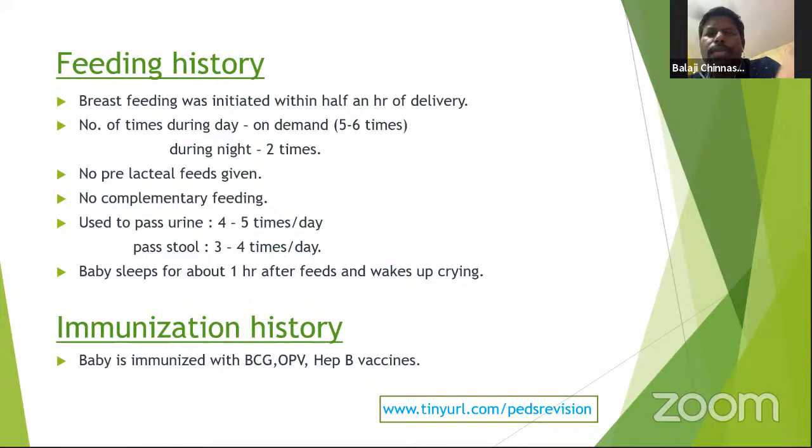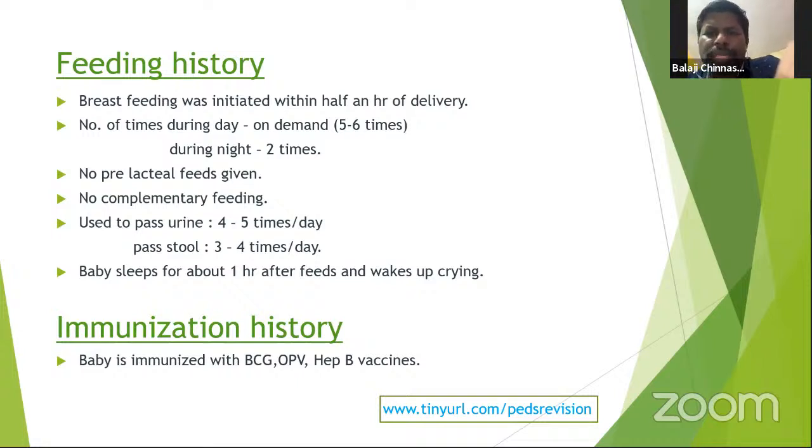Okay, so what they will expect of you regarding breastfeeding is, you have nicely said initiated early, and it should be demand feeding. As you said, it should be demand feeding, and it can be many number of times. Instead of 5 to 6 times, it could be more than that. Then the nighttime feedings, I think it's a bit less. Usually babies are awake at night and they will be feeding more number of times. So it might be on the lower side, I would say. And no prelacteal feeds, good.